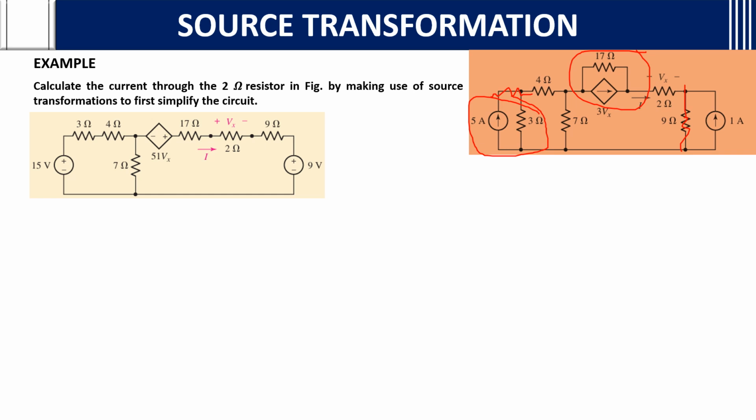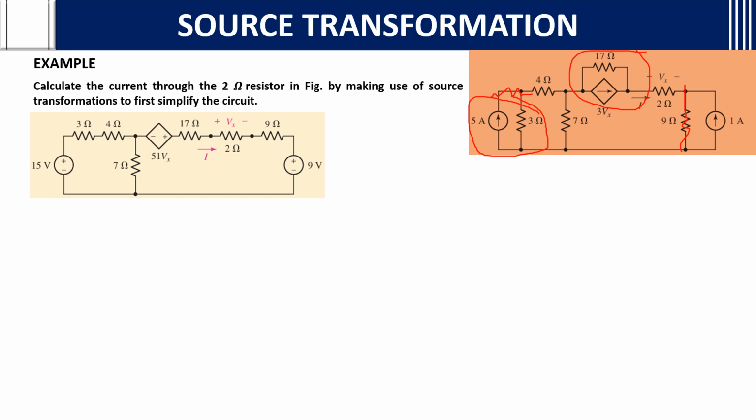Here there is a dependent source. Which dependent source is it? It is a voltage dependent current source. In the initial videos I've already explained dependent sources. Dependent sources are drawn in the form of a diamond, and here it is a voltage dependent current source, as the current is depending on the voltage.